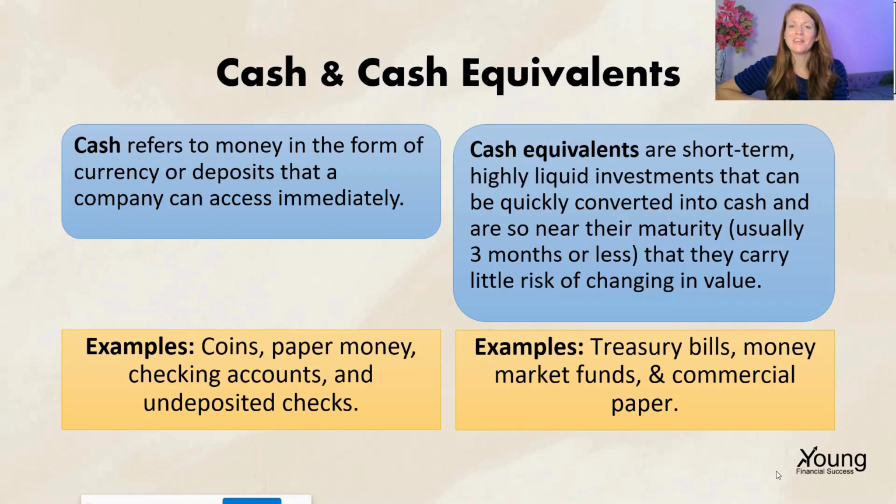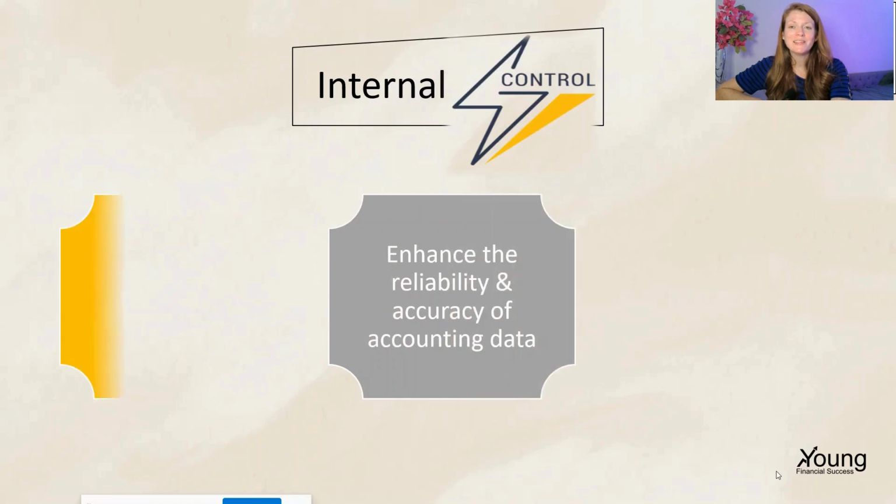Good examples of cash equivalents would be treasury bills. So that's going to be where you've got an investment with the government. Money market funds, similar to a savings account, just a little harder to get the money out sometimes. And then commercial paper, another investment that you can quickly get your money out of. So all of those are examples of cash and cash equivalents.